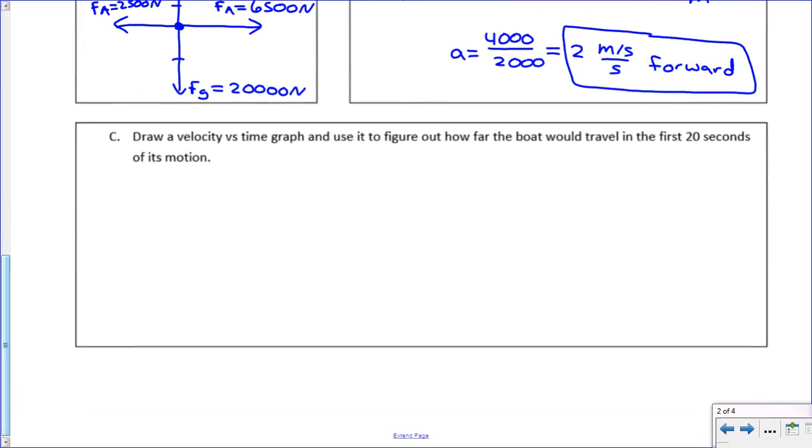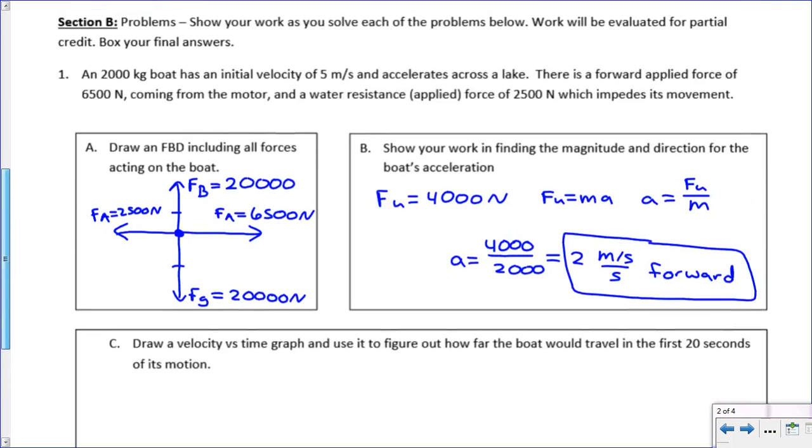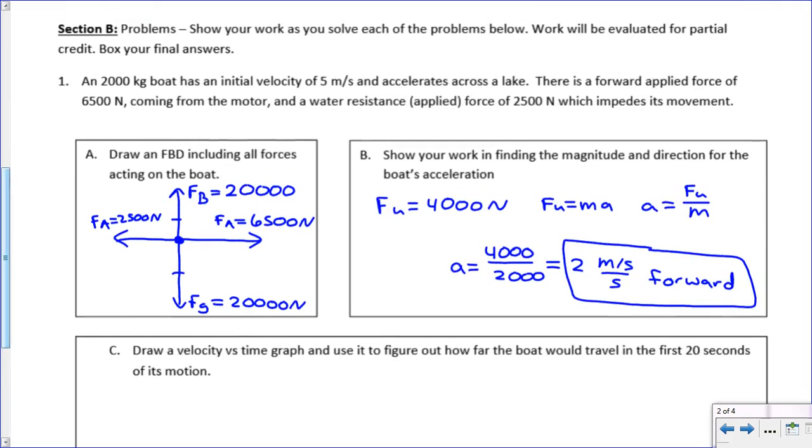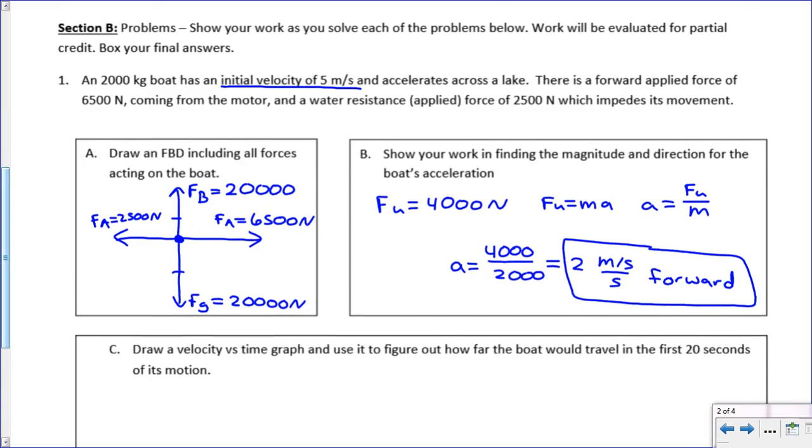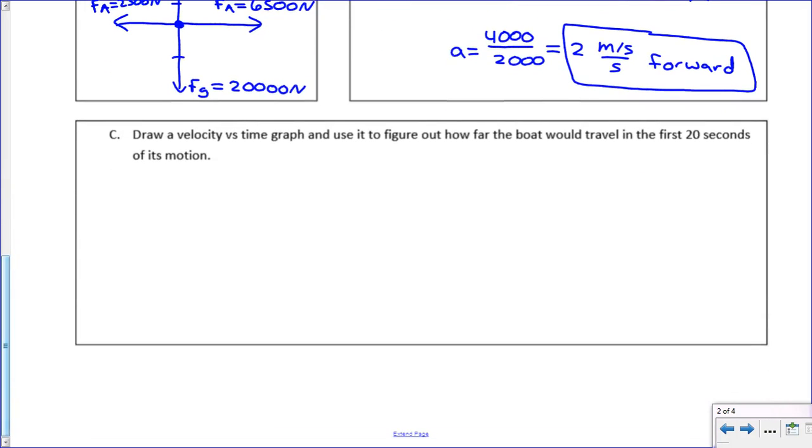So on to part C, we need to draw a velocity versus time graph and figure out how far it's going to travel in 20 seconds. Remember here from the top, though, that it has an initial velocity of 5 meters per second. Many people, when they're doing this type of problem, forget to look back at the original set of conditions, but that's important in solving this next part. We make a velocity versus time graph. It starts with an initial velocity of 5.